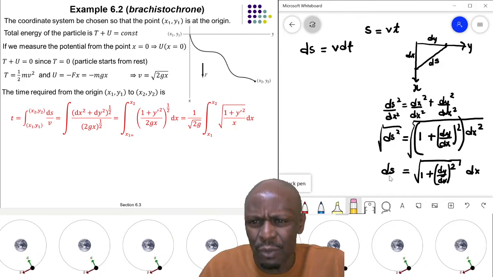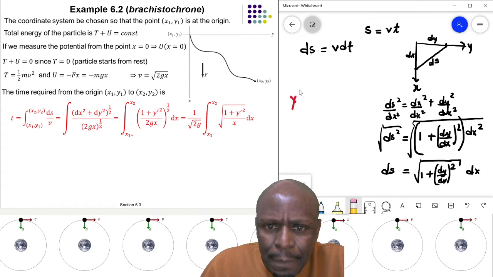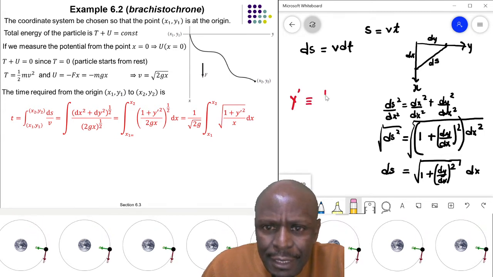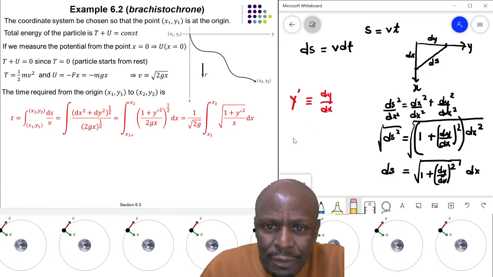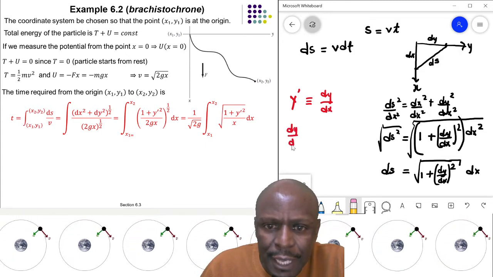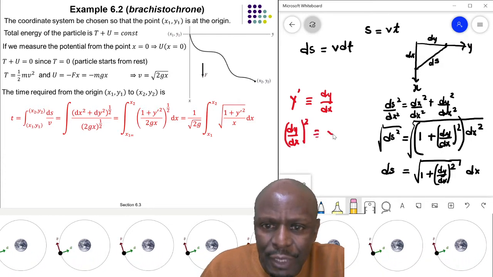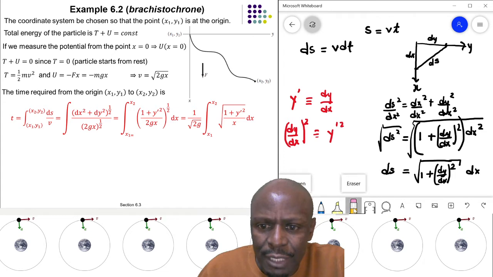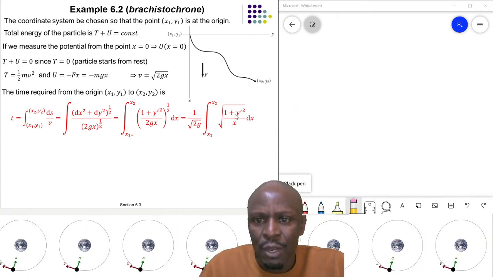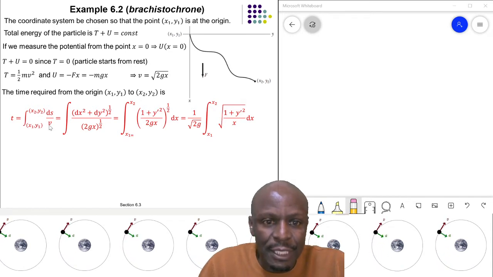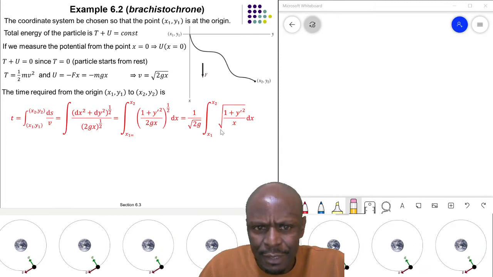So that is going to be your ds. Now I want us to define y prime as dy over dx. Therefore, if you have (dy/dx) squared, it will just be y prime squared. So that's what you will actually see in this equation, and that's why you end up with this. But the velocity there, you just plug in the velocity and you will finally get this equation.